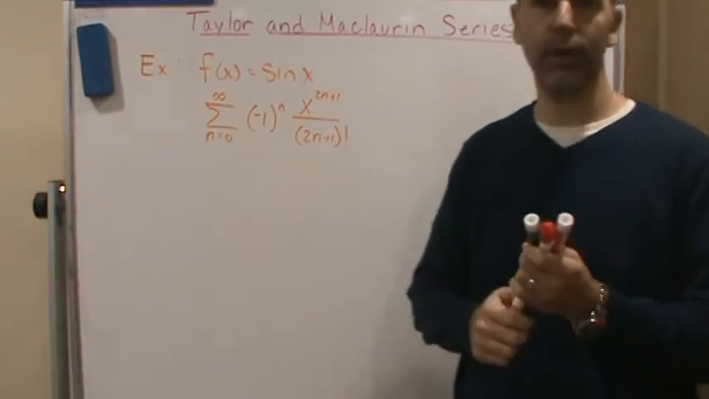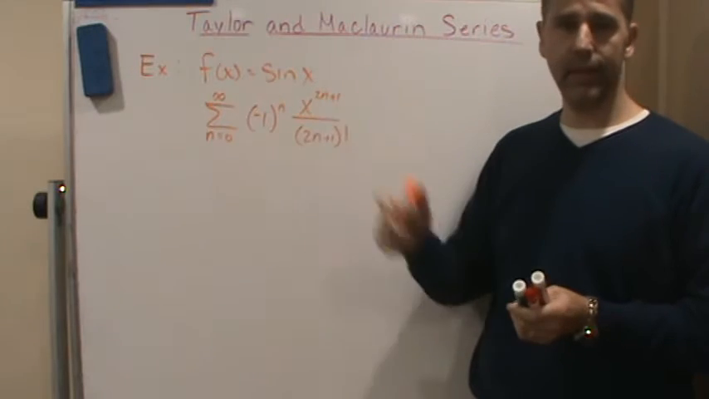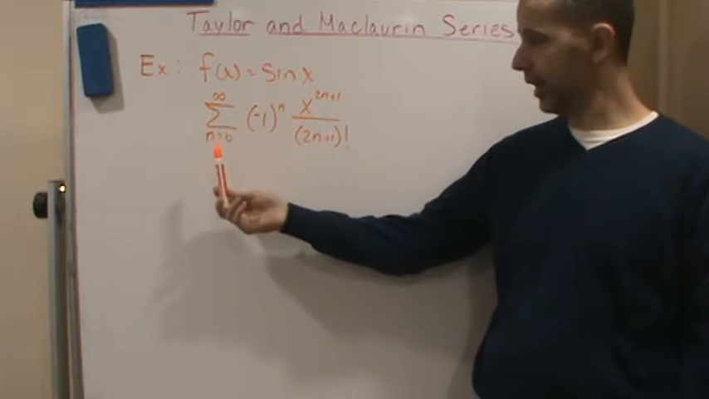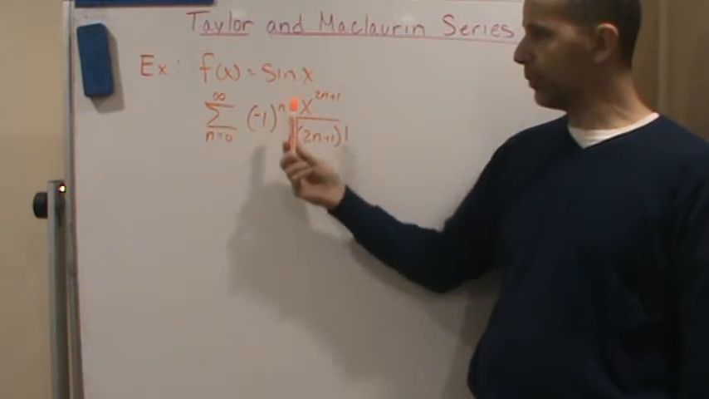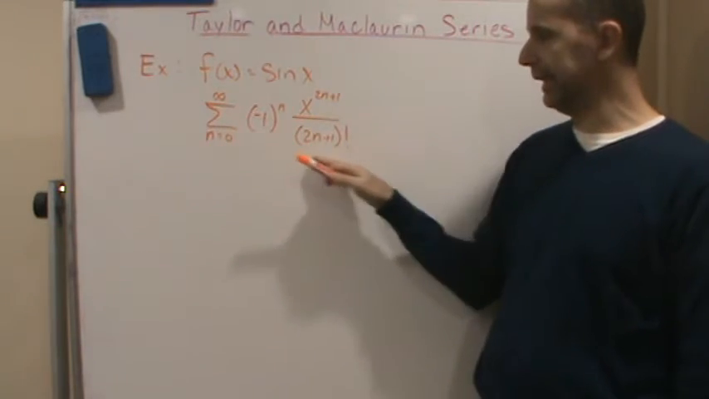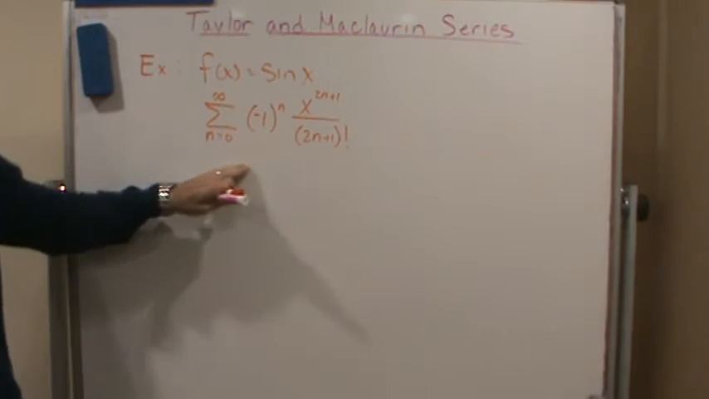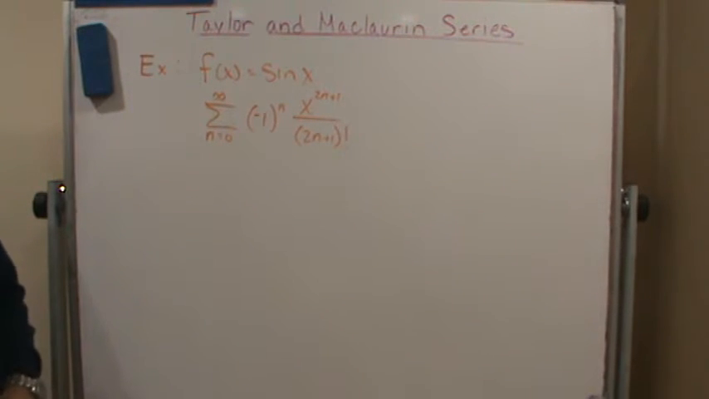Okay, so welcome back, and now we're going to do another example, and this time we're going to use the function sine x. And so we know from previous videos that the Maclaurin series that represents the function sine x is given here on the board as this series. So this is the nth Maclaurin series for the function sine x. And so what we want to do is, just like in the last example, show that this converges and also converges to sine x.